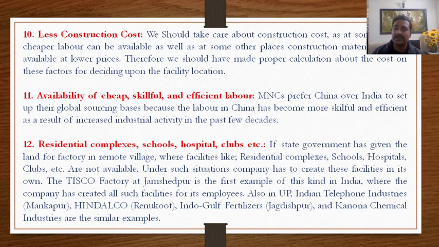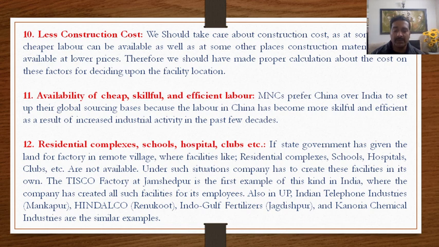The 10th factor is less construction cost. Obviously you always prefer to have a place where you can have less construction cost. Here we should take care about construction cost. At some places cheaper labor can be available, as well as at some other places construction material may be available at lower prices. Therefore we should make proper calculations about the cost of these factors for deciding on the facility location. Then comes the availability of cheap, skillful and efficient labor.